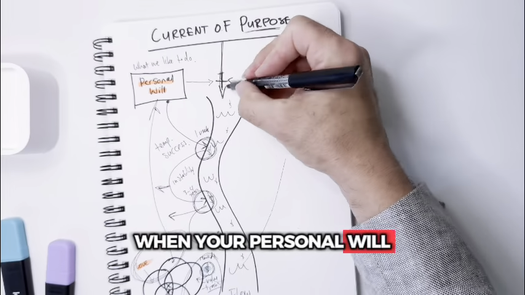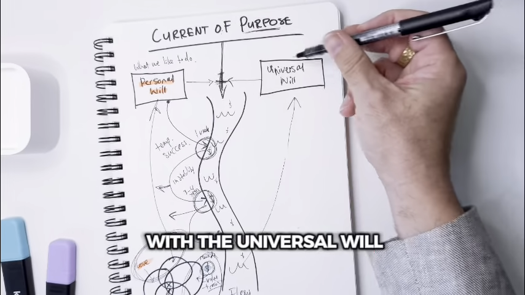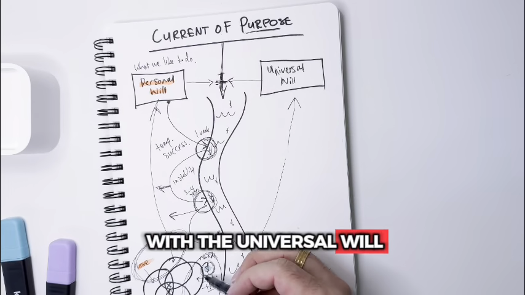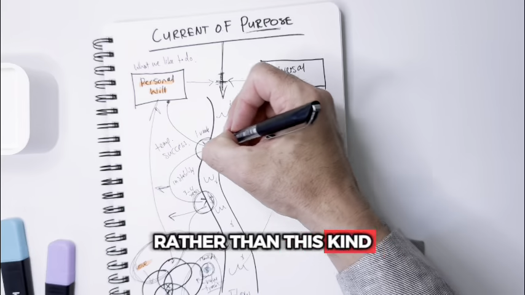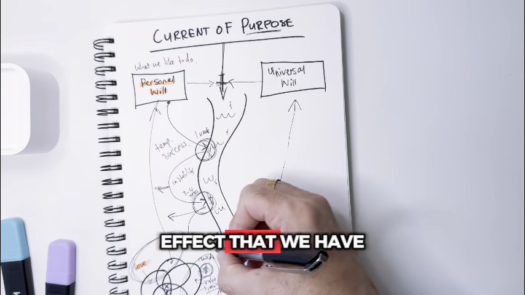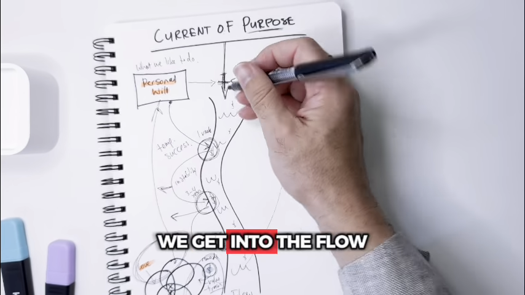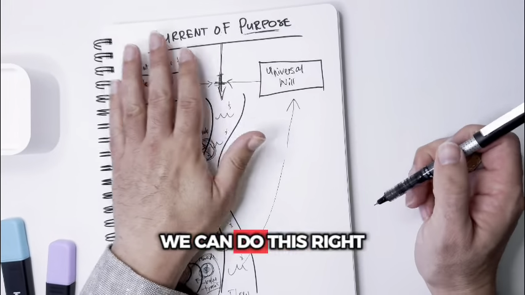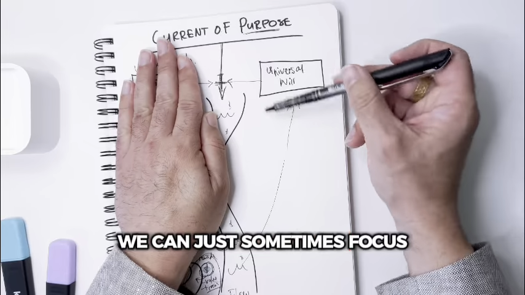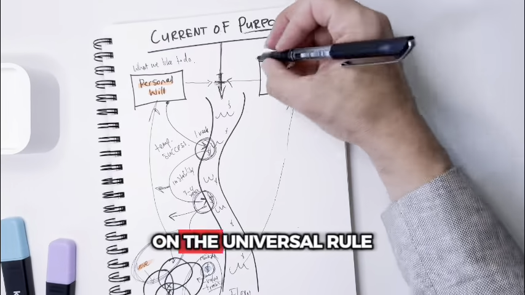When your personal will, you can combine that with the universal will, which means there's value being exchanged rather than this kind of bouncing effect that we have over here. We get into the flow. So the downside of this, if we just, again, we can do this, right? We can just sometimes focus on the universal rule, right?